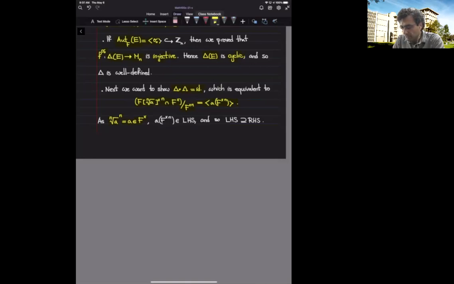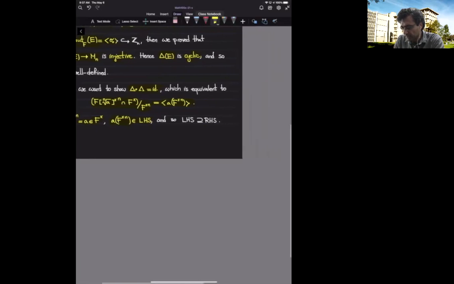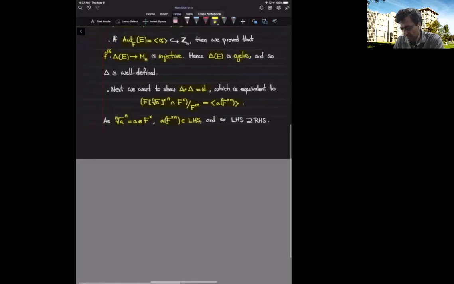So A does belong to the numerator, which means the coset that's represented by A is in the left-hand side group. And therefore, the cyclic subgroup generated by this element is a subgroup of the left-hand side, which means the left-hand side contains the right-hand side as a subgroup.